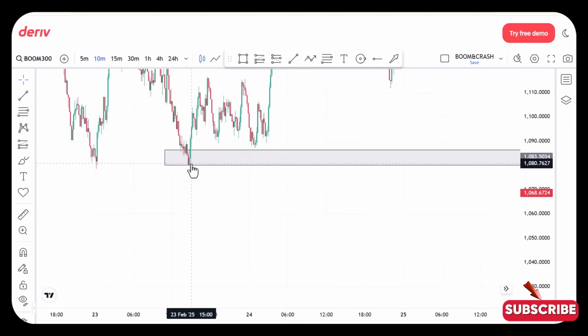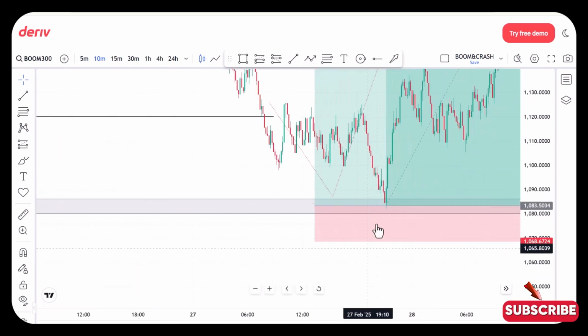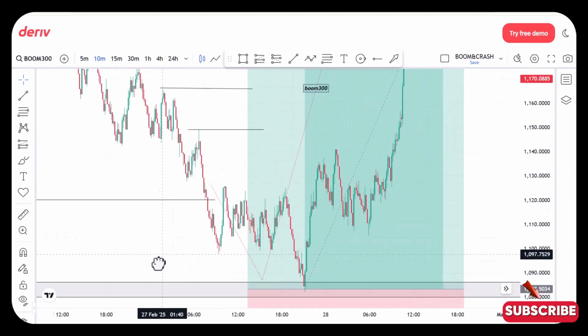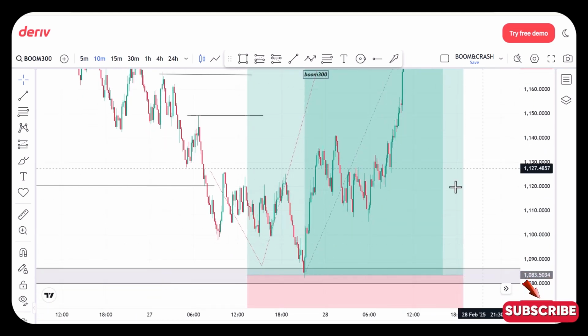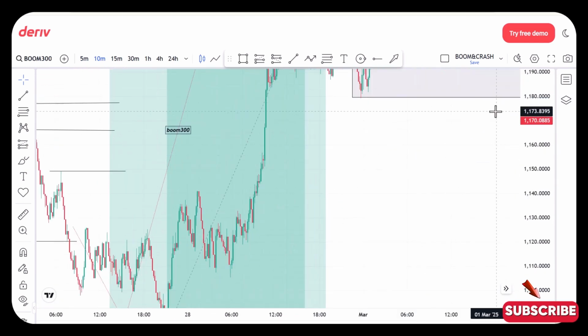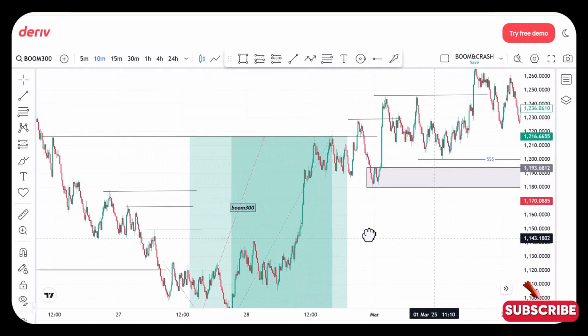I have my unmitigated block here. And then just look at what happened when price tapped into that block. We started having those huge buys to the upside. How many RR is this? This is 1:8.98. That is almost 1:9 RR. So most of the time, like I rightly said, you will always have that good risk to reward.